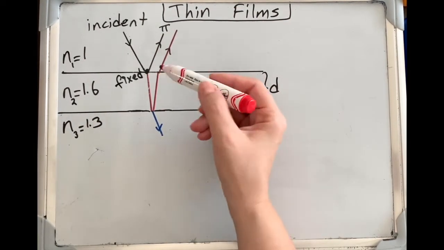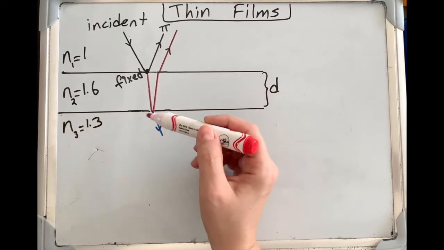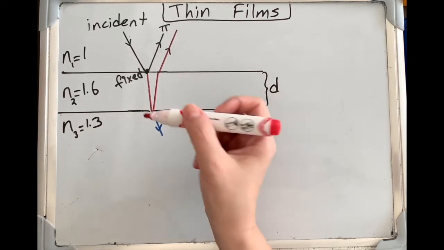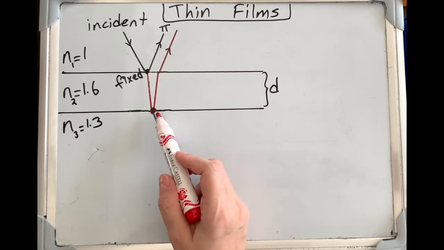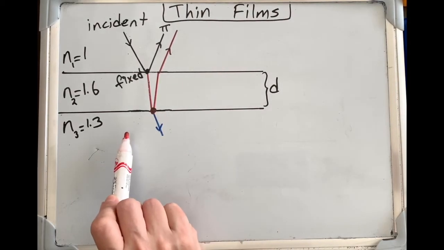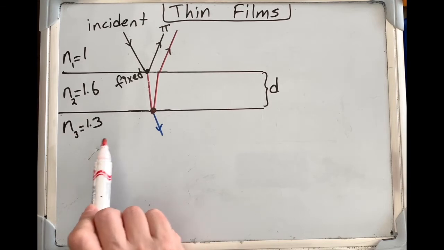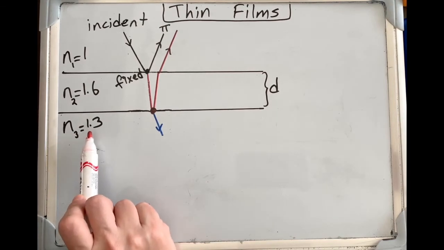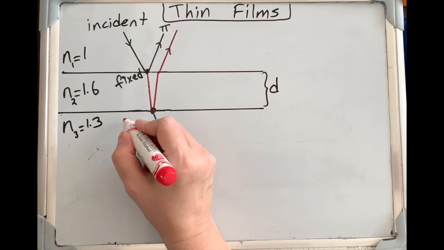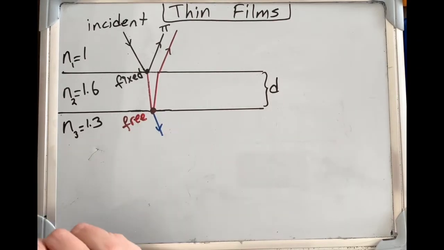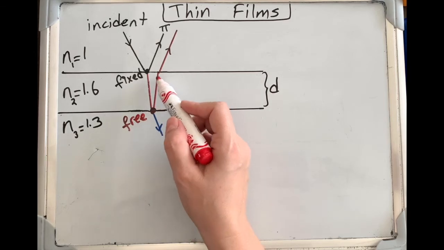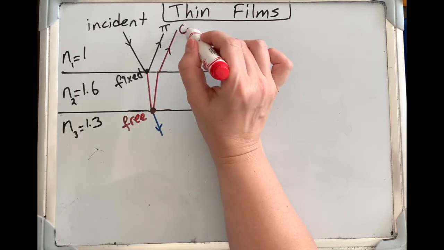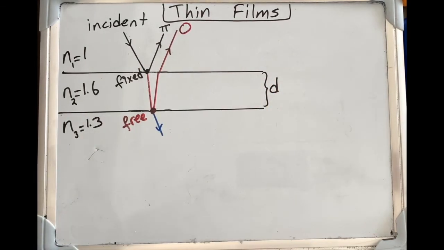The ray will continue into the second medium, and from the bottom surface there will be a second reflection, which will now act as a free end reflection, because the medium it's reflecting off from is a medium with less refractive index. So this is going to act as a free end reflection, which means there will be no phase change, and it will leave the medium in phase with the incident ray.